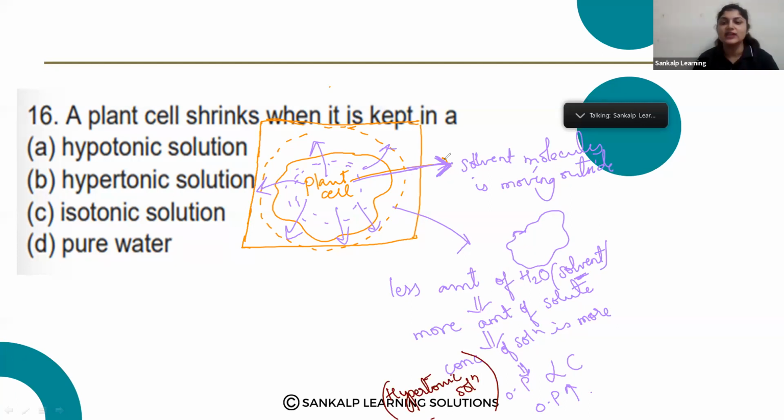The solvent molecules will start moving outside. Once the solvent molecules move outside, the cell will shrink. There will be less amount of solvent molecule, so there will be more amount of solute. Concentration of solution will also be more. Osmotic pressure is directly proportional to the concentration, so as concentration increases, osmotic pressure will be higher. Osmotic pressure higher means it is called a hypertonic solution.